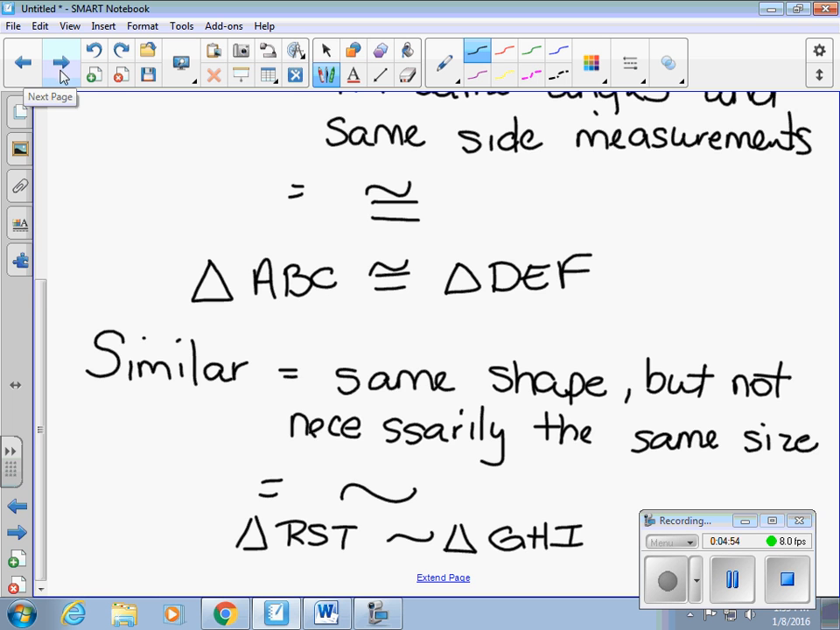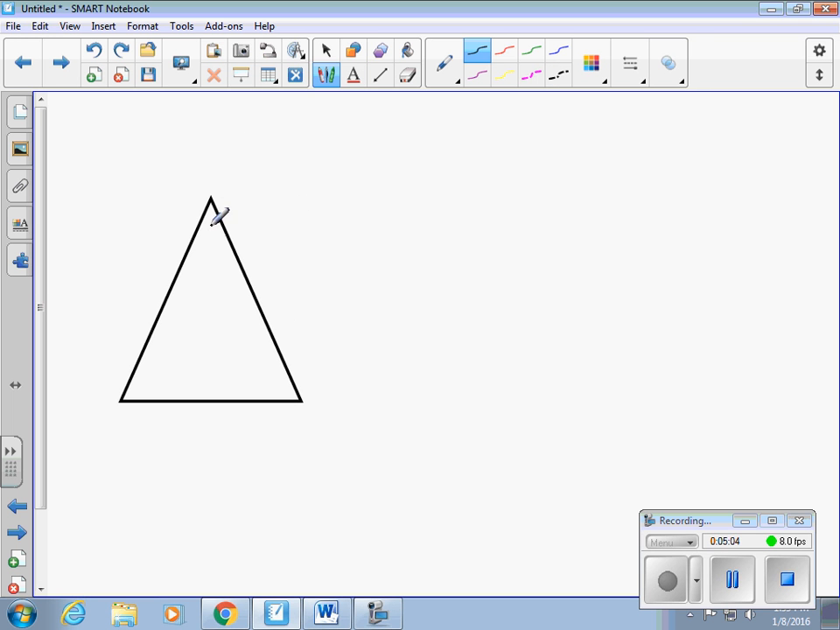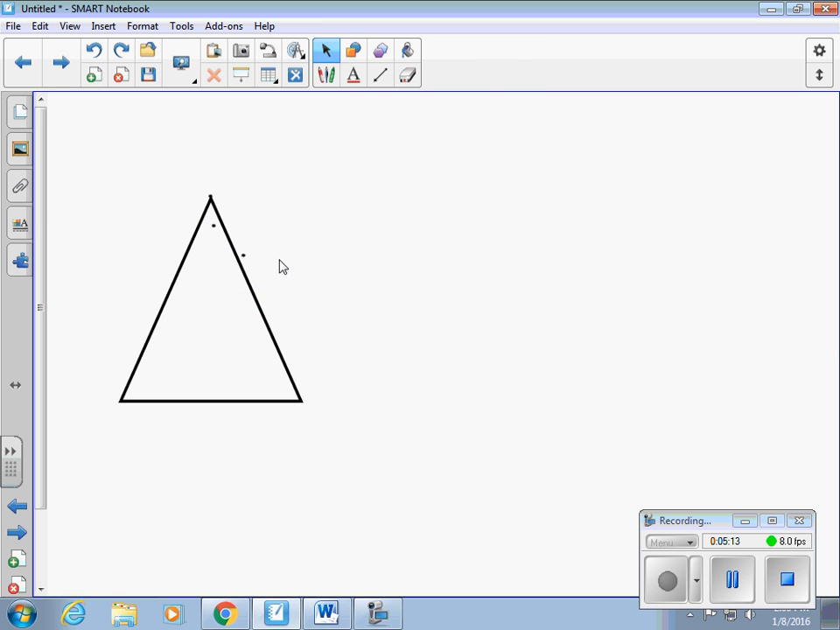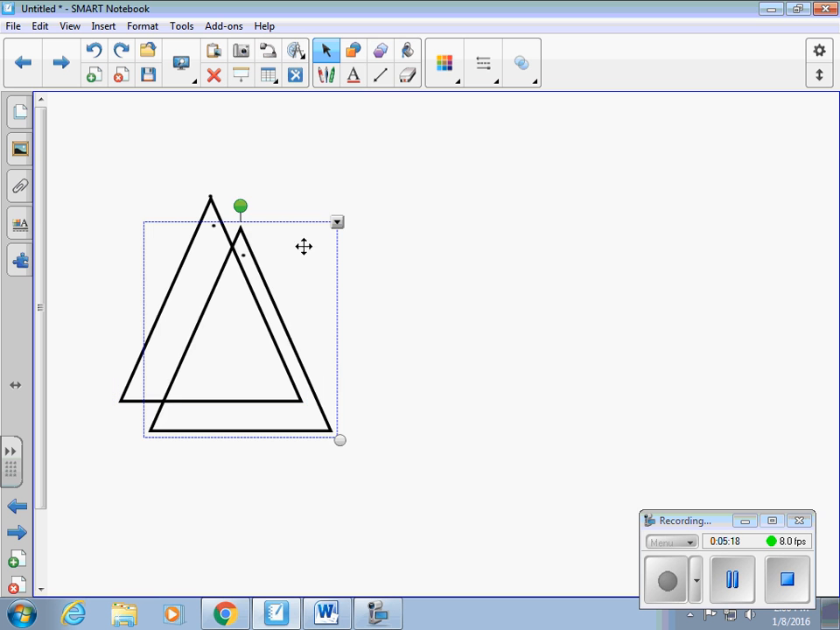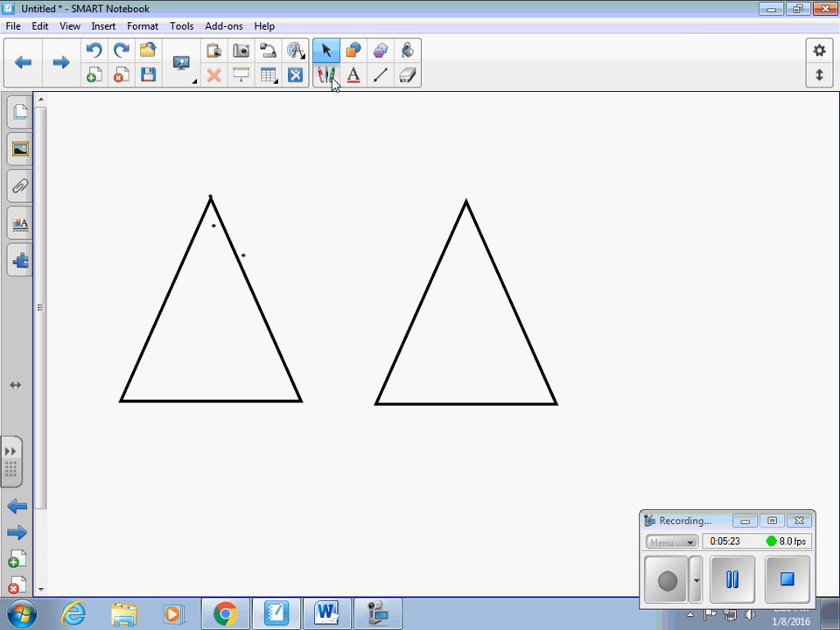Is everybody good? All right. Now I'm going to use my little tool up here and we're going to draw a couple of triangles. I want to make him pretty wide. Try the best that you can, as big as you want it to be. It doesn't really matter. Okay, I cloned him, so I know mine's exactly the same.